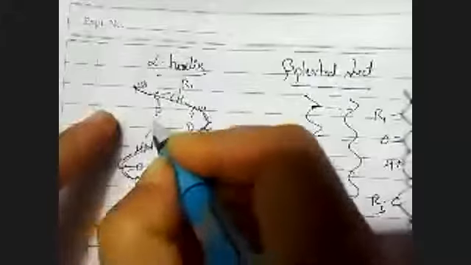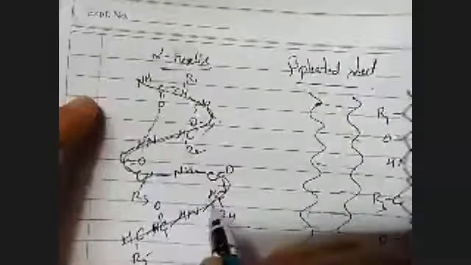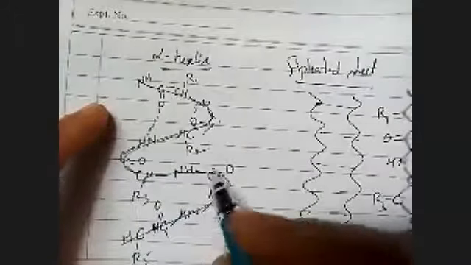Okay, here also we can write the same thing. Here H with OH. You can't write it in a solid way. You should write it in a dotted structure. Okay, see H with O.